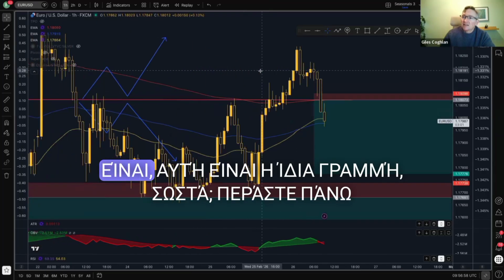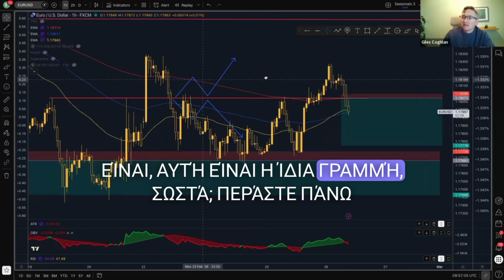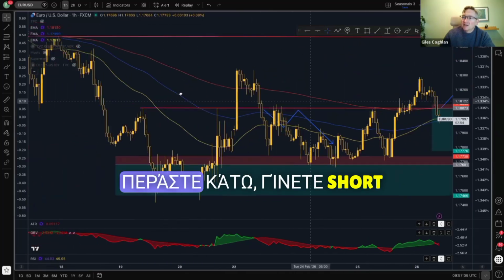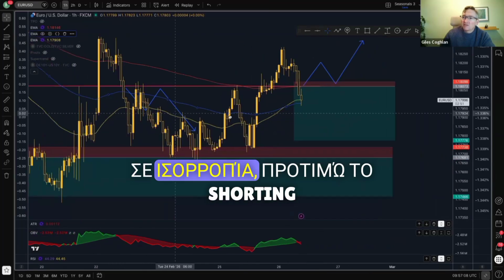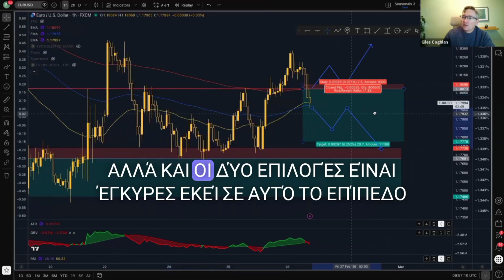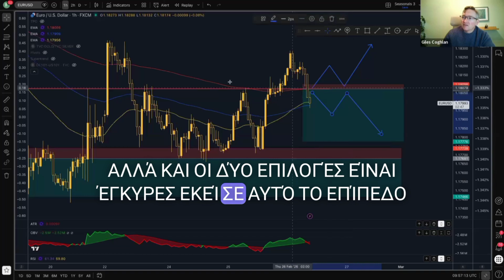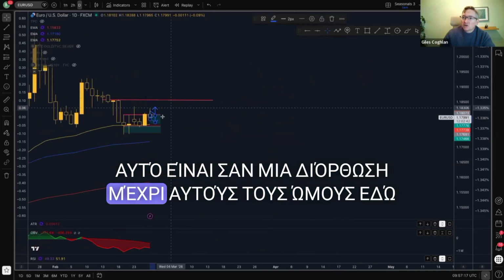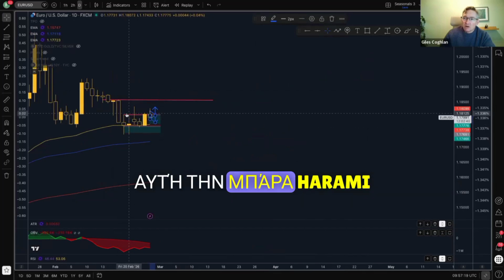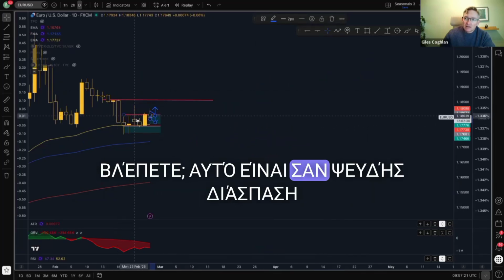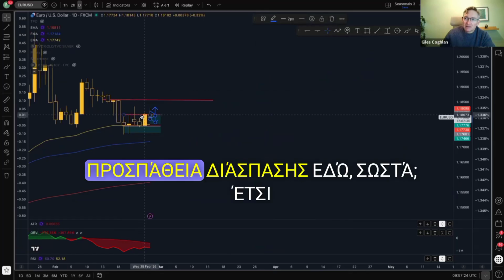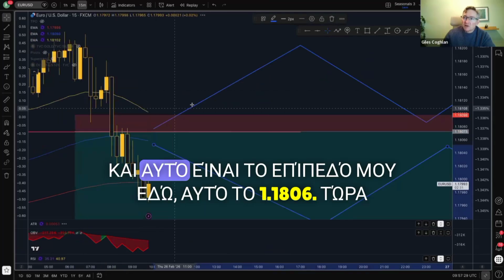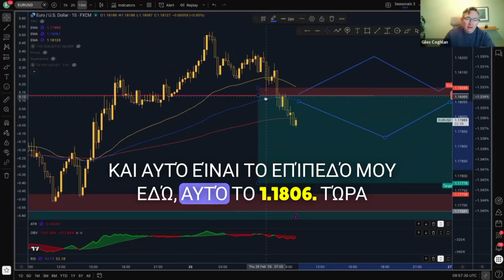This is that same line, right? Get above, stay long, get underneath, go short. On balance, I favor shorting, but both options are valid there at this level, the 1.1800. And technically, that's like a retracement up to these shoulders here, this Harami bar. Do you see that false break, attempt at a break here? So that's what's going on in the euro dollar. And that's my level here, this 1.1806.